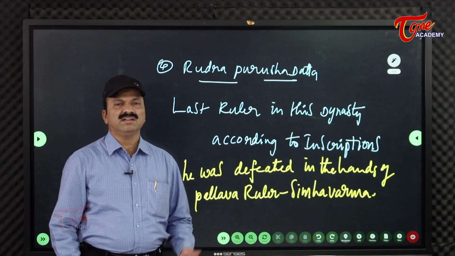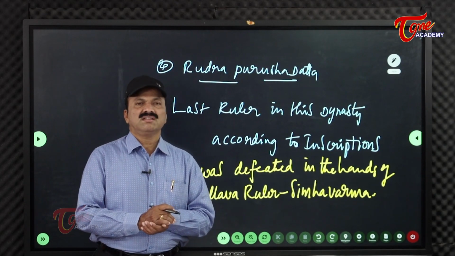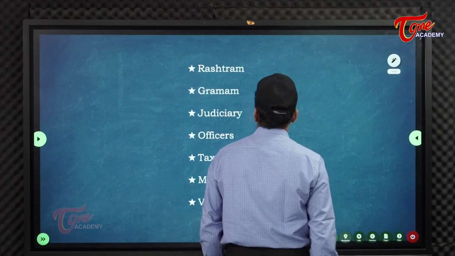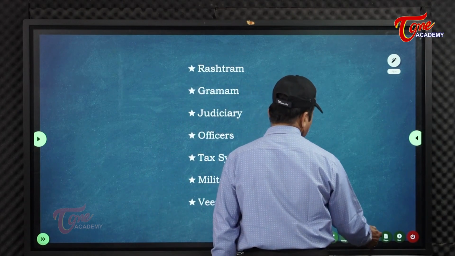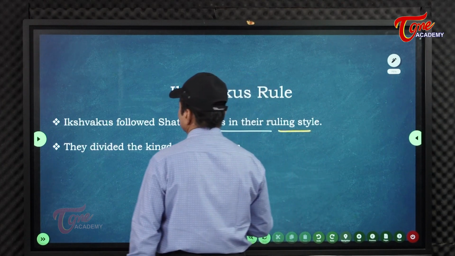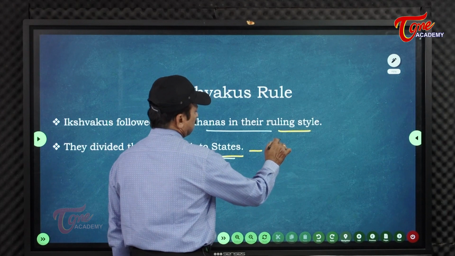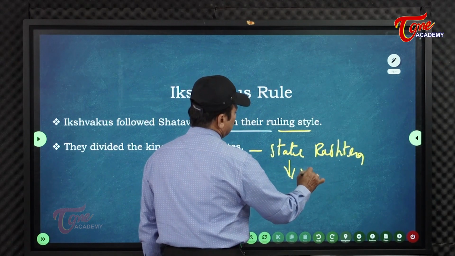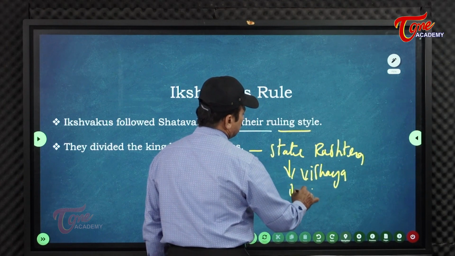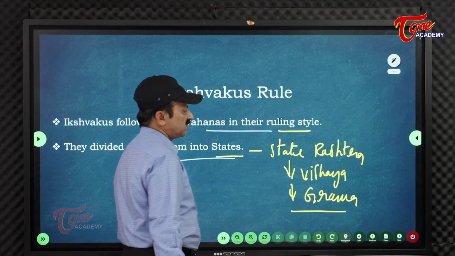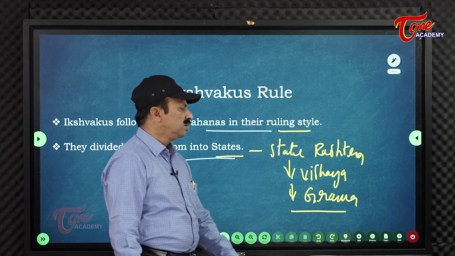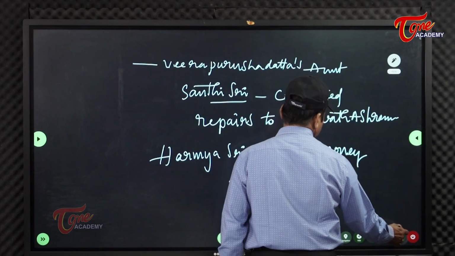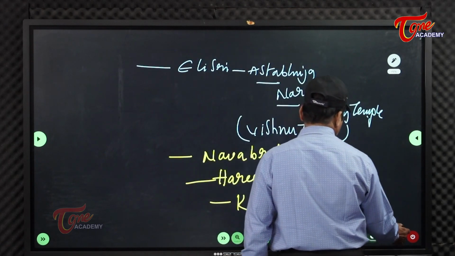Coming to the administration, like the Shatavahanas, the Ikshvakus divided the kingdom into states. A state is called Rashtra. The Rashtradipati was the head, otherwise Amatya or Mahamatya, like that they used to call. Then there was Vishaya, also called Pranta, and the last one was Grama. So there were these divisions in the administration, and all these things went on well in this period.